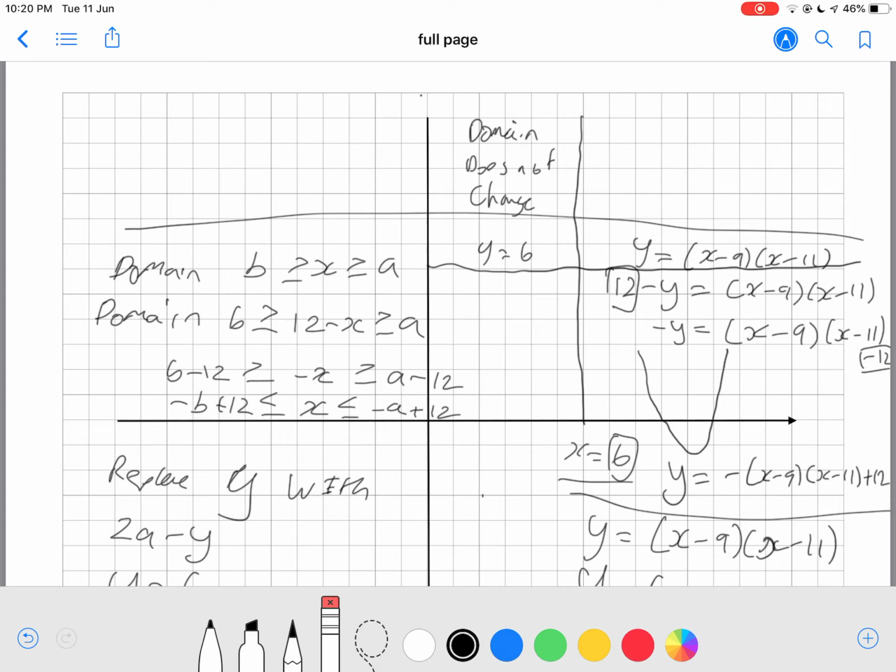Okay, so I think I covered everything in this video. So that's reflecting on the line, reflecting on the x and y axis, and translating it up, down, left, and right, okay?